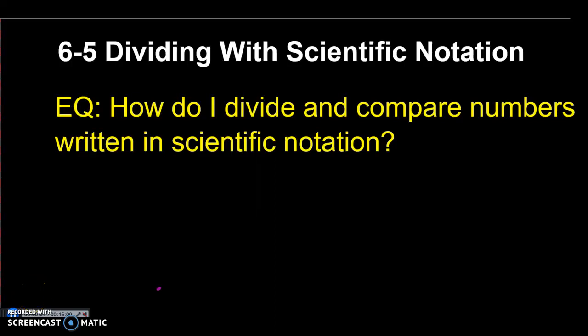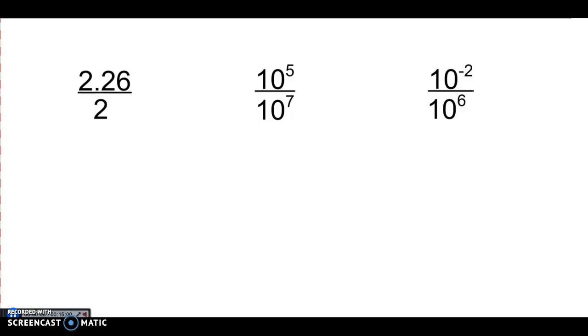Hello, today we're going to talk about how to divide numbers with scientific notation. So we've done multiplying, now we're going to do dividing. Today we're going to practice dividing, but we have to make sure we know how to divide two different types of numbers. One is decimals and one is exponents.